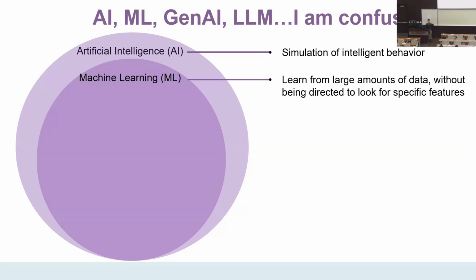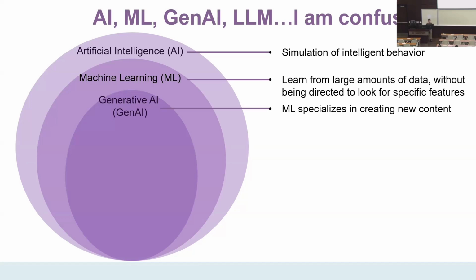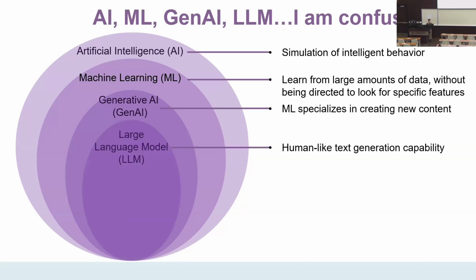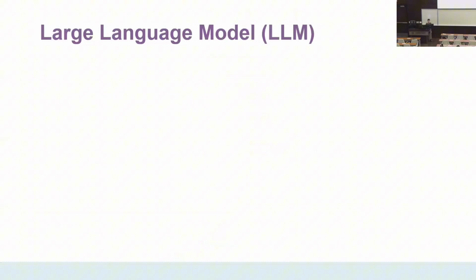And then under ML, there is also generative AI, which means machine learning algorithms specialized in creating new content. And of course, the one we are most familiar with would be large language models. They can produce human-like text, for example ChatGPT, Gemini, Claude, or Grok.